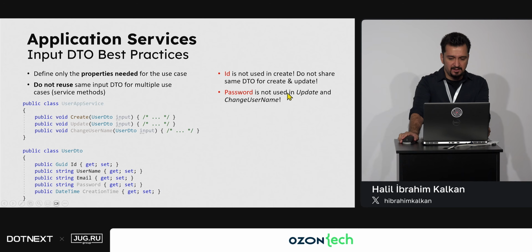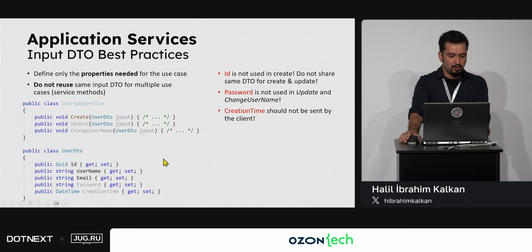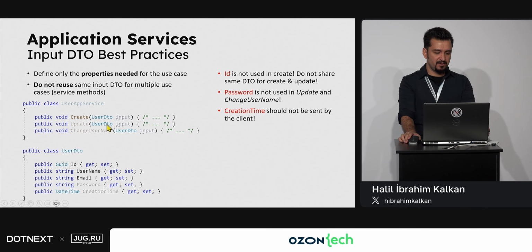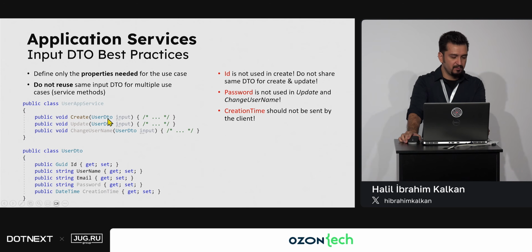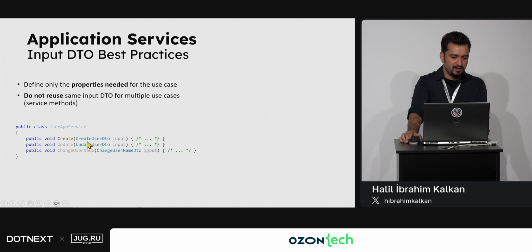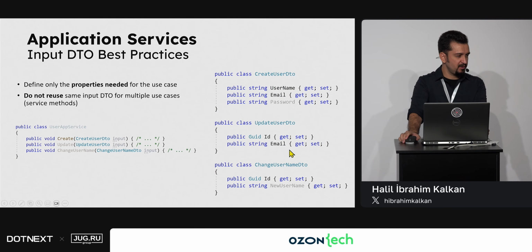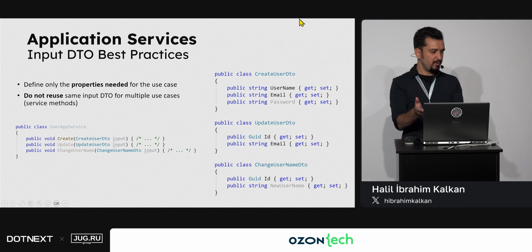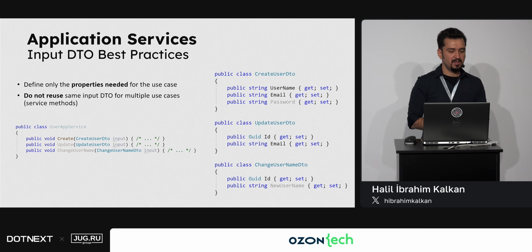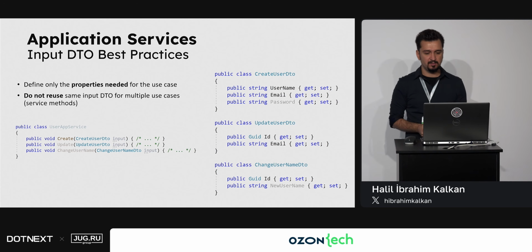Password, for example, is not used in update or change username methods. That is another use case. And creation time, for example, should not be sent by the client. So it's best to define specific input parameters for each use case, like a create user DTO and a change username DTO, and define only the properties that you need. You may think that this is some duplication, but it's a much more maintainable code base.